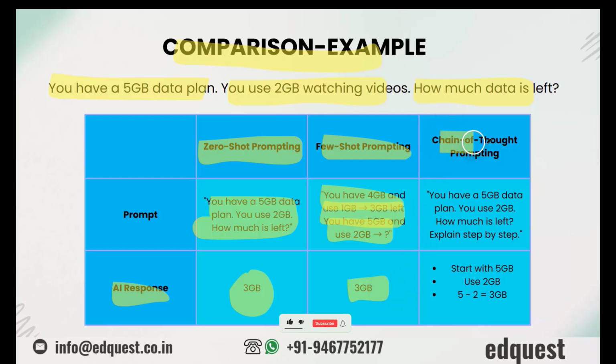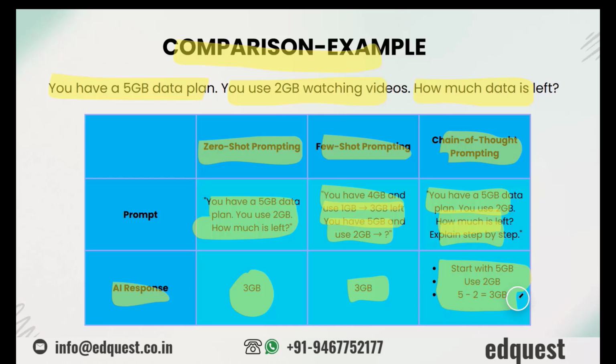Finally, we have chain of thought prompting. You ask the AI to explain its reasoning step by step. The prompt that you can use is, you have a 5 GB data plan. You use 2 GB. How much is left? Explain step by step. The AI walks through the logic and finally gives the response as, start with 5 GB, use 2 GB, 5 minus 2 equals 3 GB. This style is helpful for complex questions or tasks needing logical thinking.